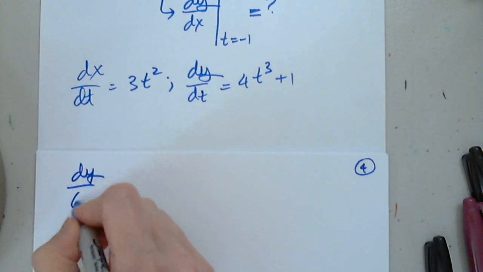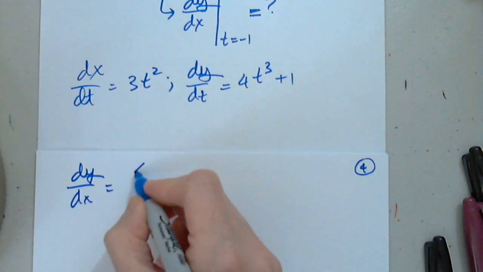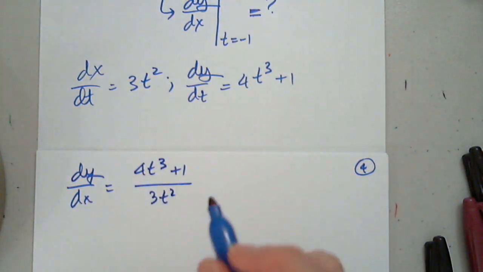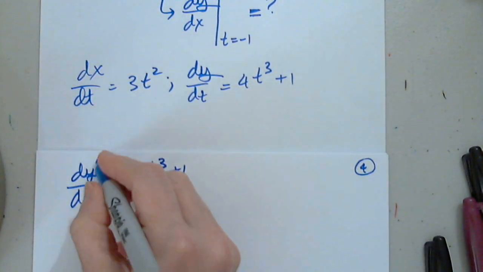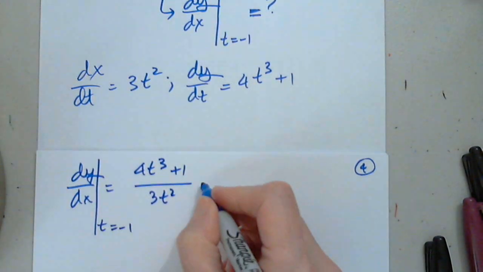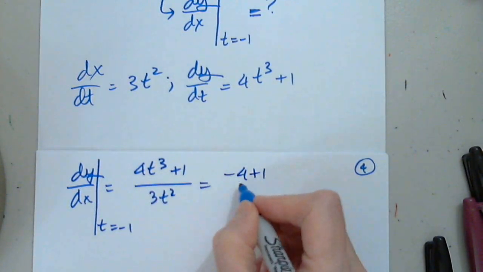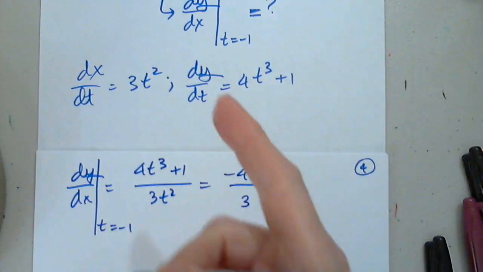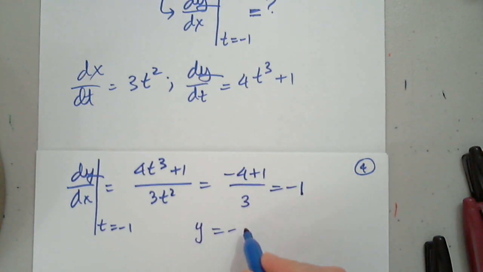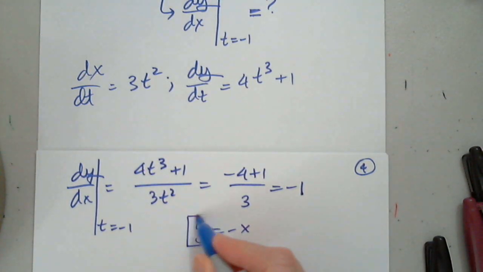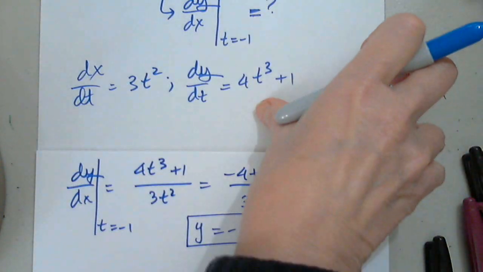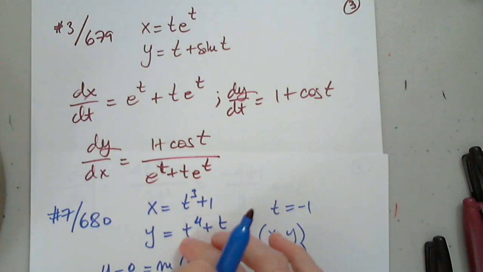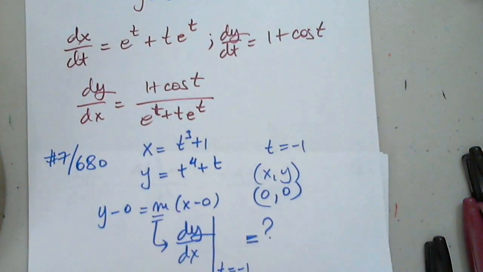So dy over dx equals 4t to the third plus 1 divided by 3t squared. And now I have to evaluate this when t equals -1. When t equals -1, this will be -4 plus 1 over 3. -3 over 3 will be -1. Now I can go back and plug it in. y equals -1 times x. So this is the equation of the tangent line to the graph of the parametric curve given by x and y, functions of t, at the point 0, comma 0.